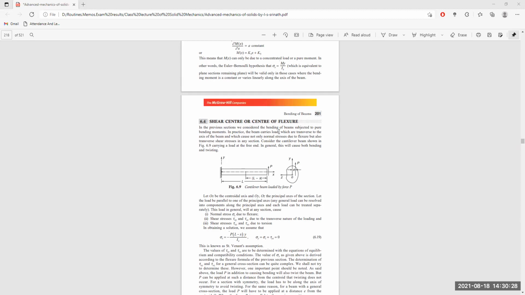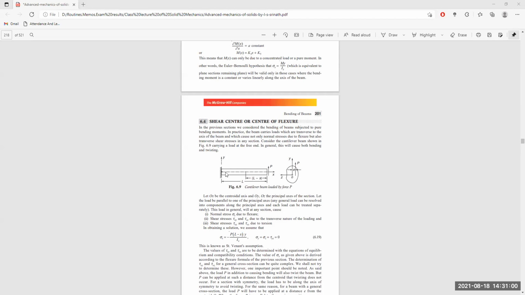We considered the bending of beams subjected to... Now, in the previous section, we considered the bending of the beam subjected to pure bending moments itself. In practice, the beam carries a load which is transferred to the axis of the beam.